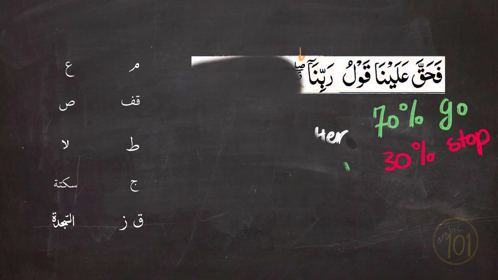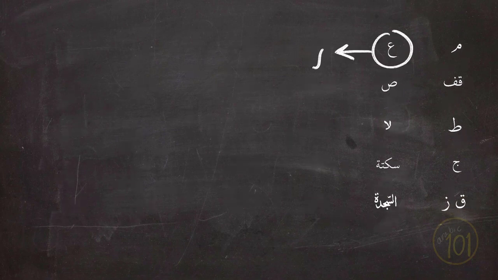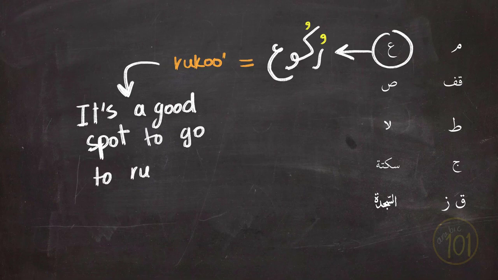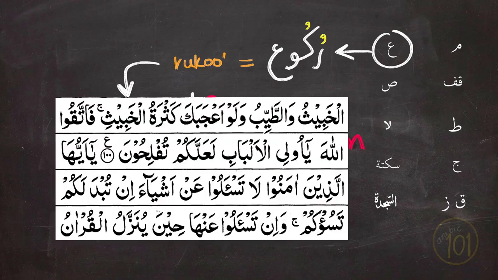Next is the sign of Ain, and Ain stands for the word Rukuwa, and it means if you were in prayer, here is a good spot for you to go to Rukuwa, because it is then the ending of the story or the teaching in question. You can certainly stop and go to Rukuwa at other spots as long as you're allowed to, but there is when it makes the most sense, like in this example.